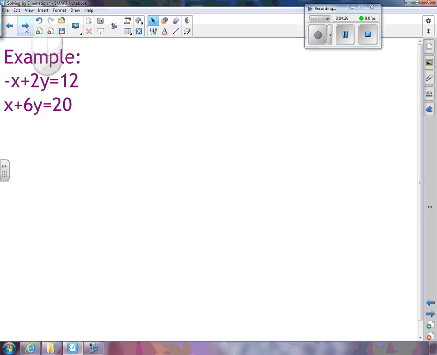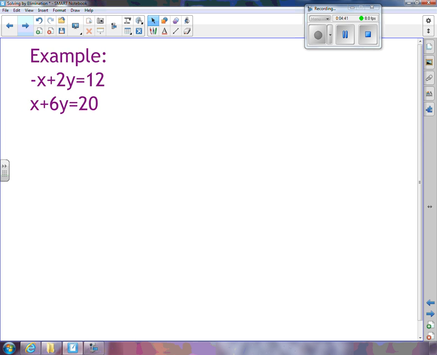Now let's try an example here. So let's look at step 1. Step 1 says multiply one of the equations by a number so that one of those variables will eliminate when you add the equations. So if you look at this example here, you should ask yourself the question, if I added these equations together, would something cancel? And the answer here is yes. The x variable will cancel if you add these equations together because the coefficients are opposite. Negative x plus x is 0.